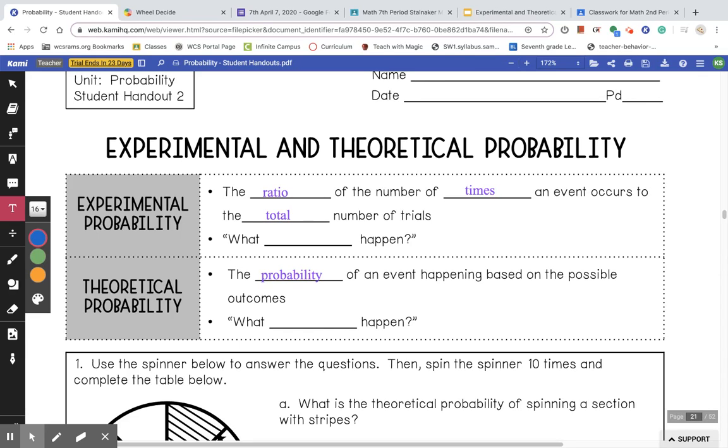Good morning, everyone. So today we are going to talk about experimental and theoretical probability.